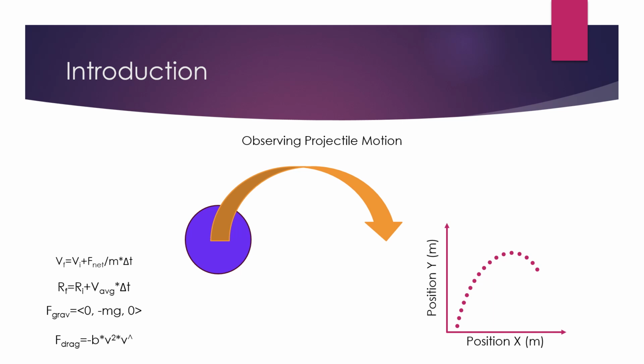For calculating the forces, we have two forces, the force of gravity and the force of drag, given by the inverse of a drag coefficient multiplied by the speed squared times the direction of velocity. And the goal, what we're looking to hopefully find, is a graph that somewhat looks similar to what we have on the bottom right here, where when you plot y against x, you have this arcing motion.